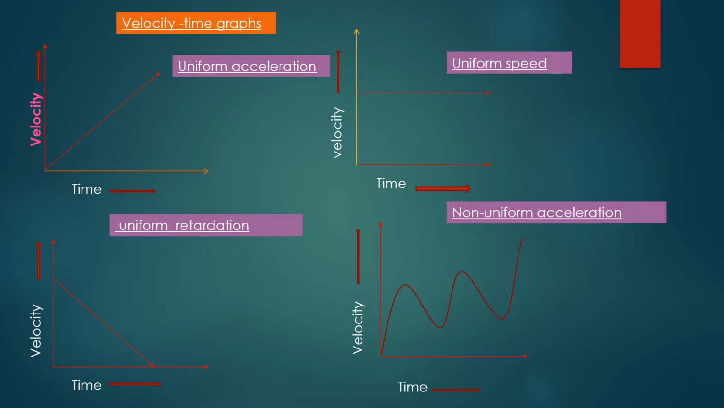Next is going to be velocity time graph, where velocity is taken in the y-axis and time is taken in the x-axis. Then the first graph reads uniform acceleration, whereas the second graph, where a line is lying parallel to the x-axis, it is uniform speed. The third graph, it is uniform retardation or deceleration. And the fourth graph gives us non-uniform acceleration. So this is how we read distance time and velocity time graphs.